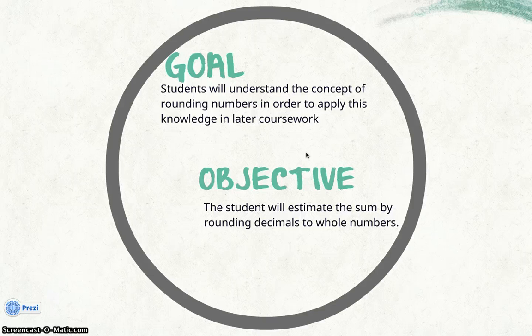The goal is for students to understand the concept of rounding numbers in order to be able to apply this knowledge in later coursework. The objective is that the student will estimate the sum by rounding decimals to whole numbers.